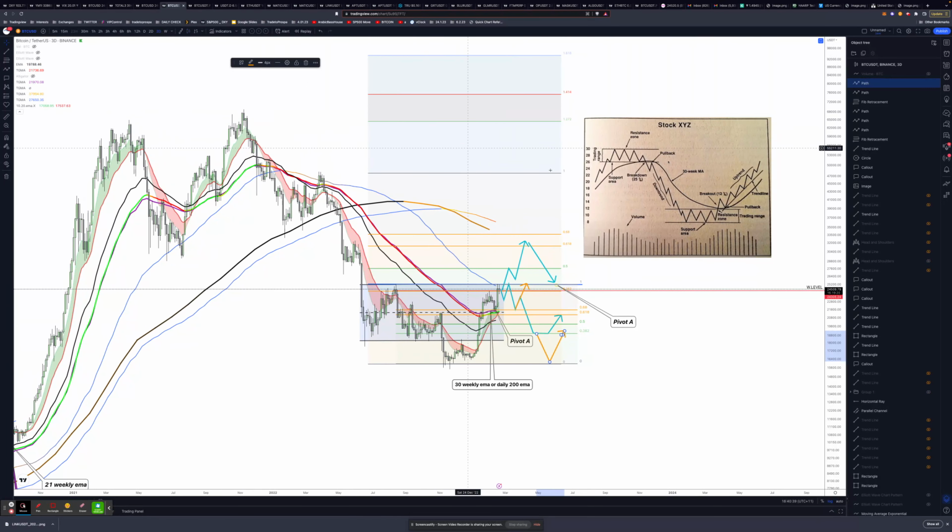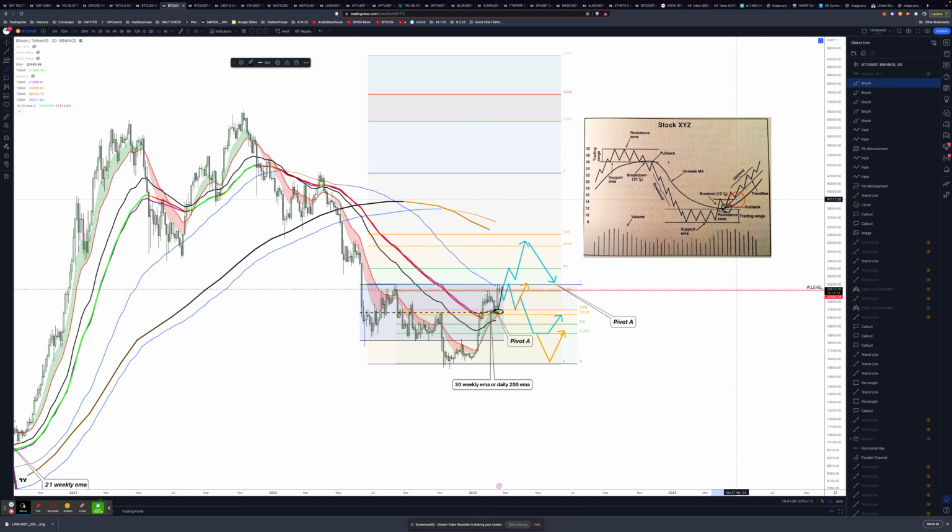This is the Stan Weinstein scenario where we've got the 30 weekly moving average. So we've got accumulation. We break above the 30 weekly moving average, and we did exactly that. So that's why it's a good indicator. We've broken above it, we found our resistance, and we retested that, and we're breaking up. So we're at this phase here at the moment.